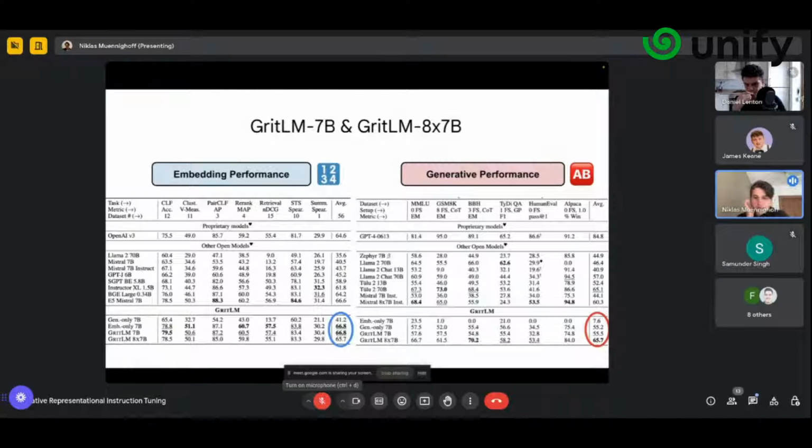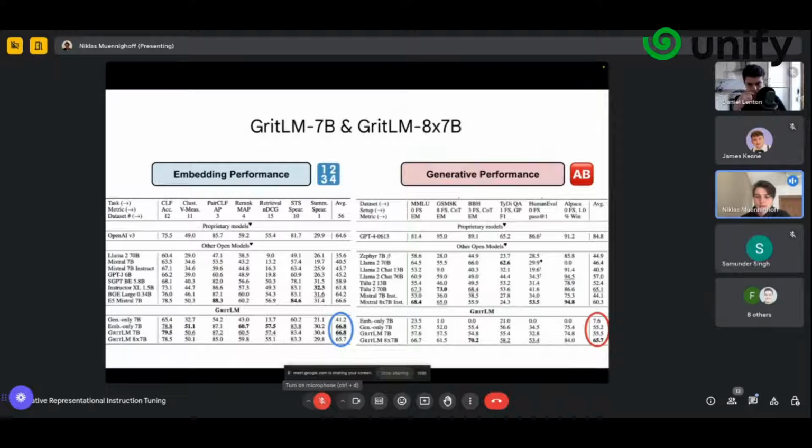So gen-only, for embedding, its performance is 41.2, which is pretty poor. Whereas for generation, it's kind of good. It's slightly worse than the GRITLM 7B, but almost there, pretty much the same. And then inversely, emp-only, it's really good for embedding, so it matches GRITLM with 66.8. But for generation, emp-only 7B doesn't work at all because it completely changes the model, and with 7.6, it's essentially useless for any generative task.